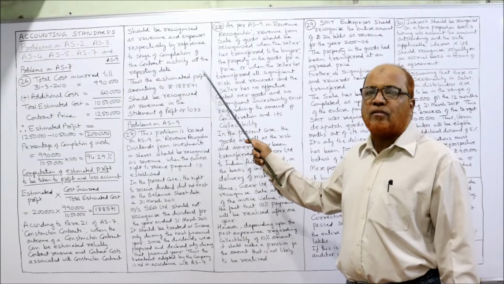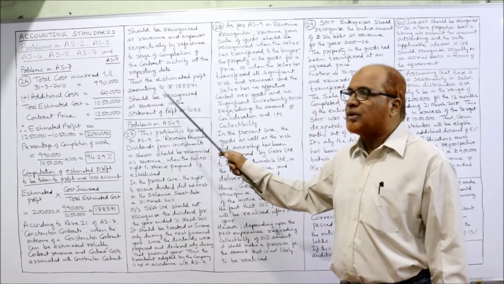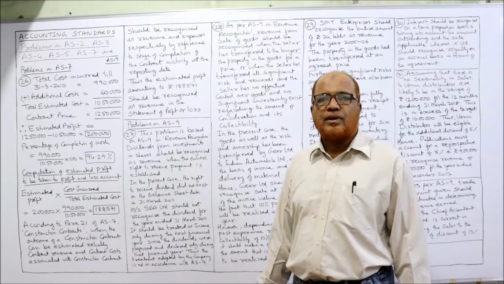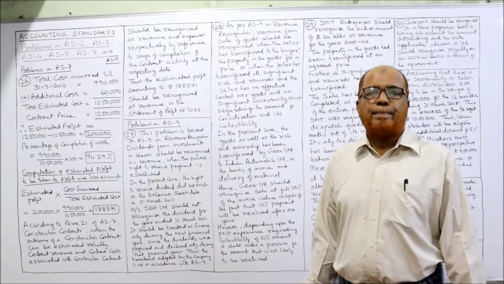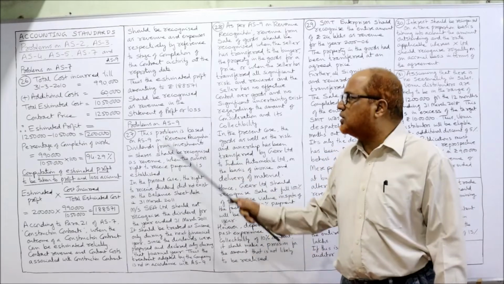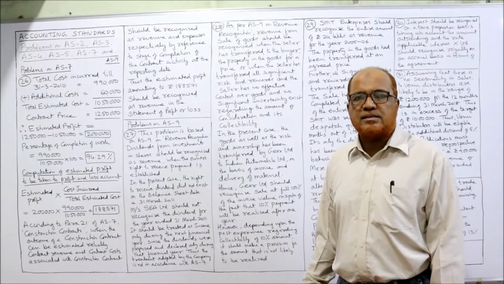Thus the estimated profit amounting to 1,88,571 should be recognized as revenue in the statement of profit and loss. So at the end of the year 31st March 2010, the profit to be taken to profit and loss account is 1,88,571. This is according to AS7.